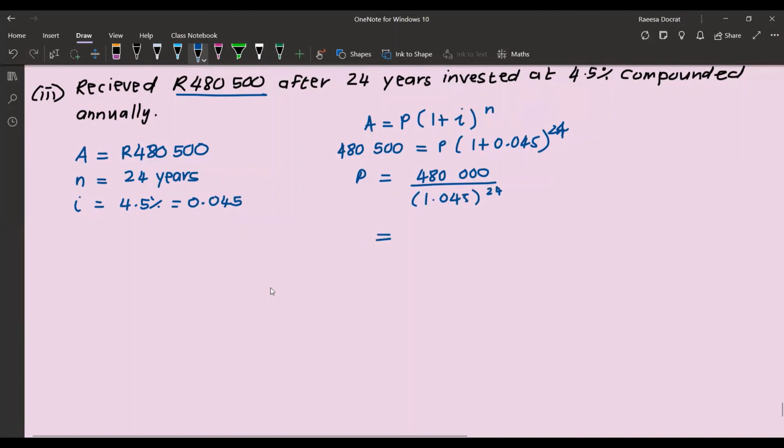So then what we get is that 480,500 divided by 1.045 to the power of 24, and that gives us 167,071.52.